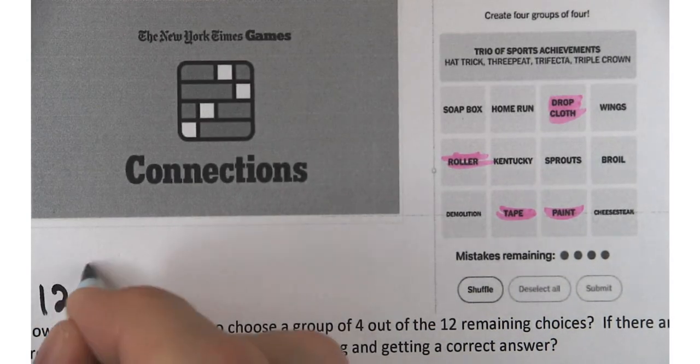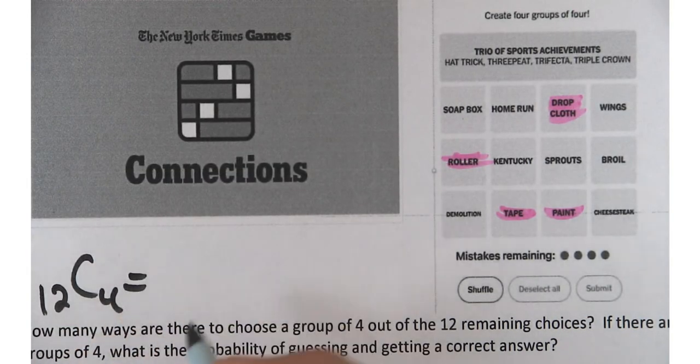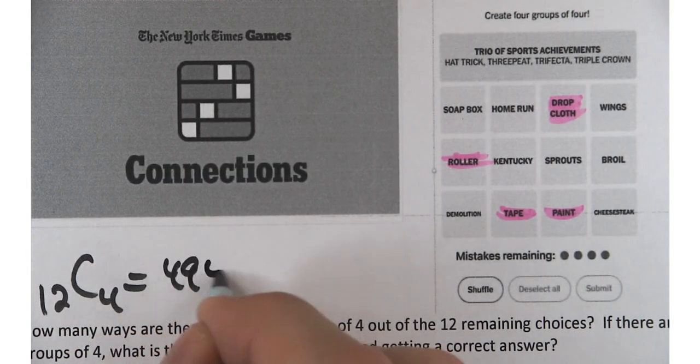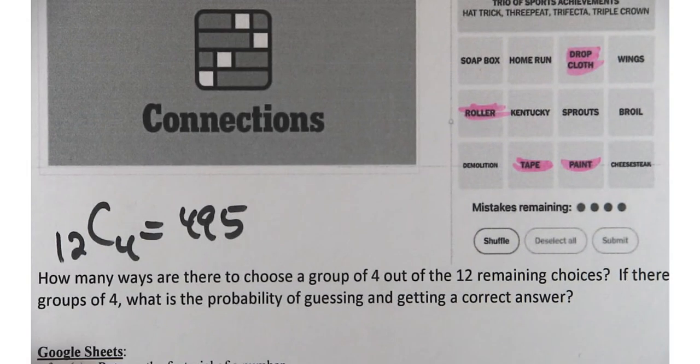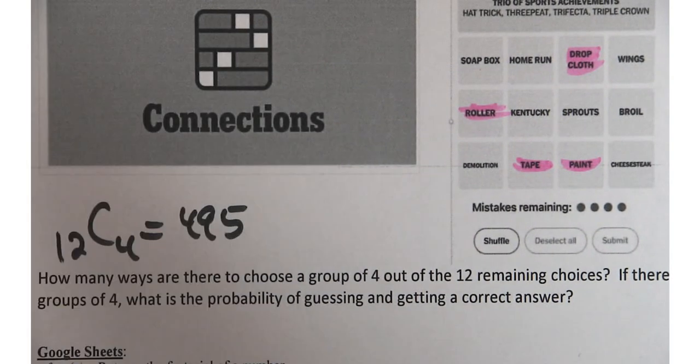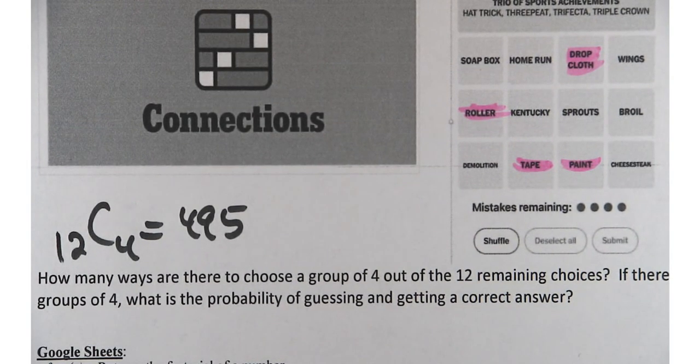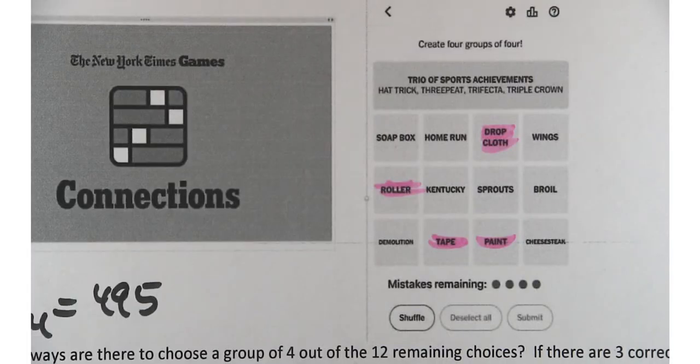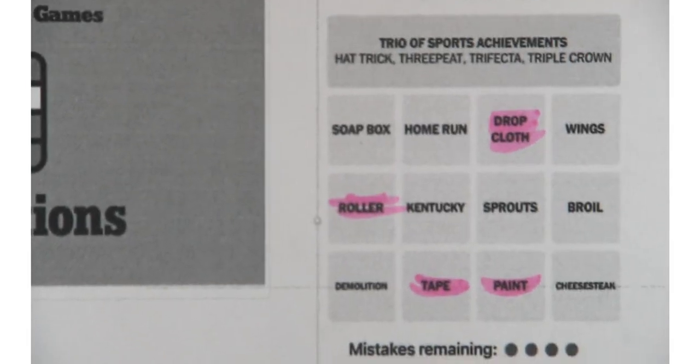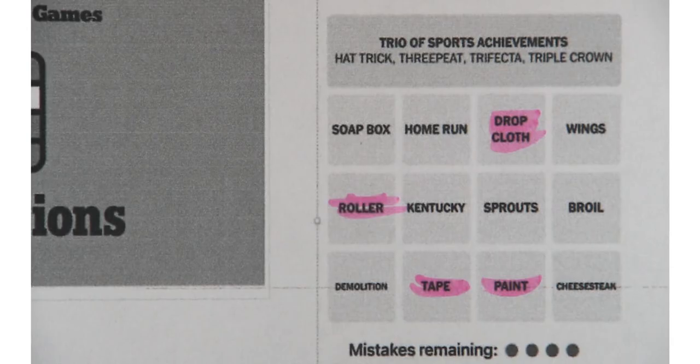12 choose 4. You should be able to verify for yourself that there's 495. All right, now for the bonus round. What's the next group of 4? Ooh. I can't see the words. All right, so let me zoom in then. Soapbox, home run, wings, Kentucky, sprouts, broil, demolition, and cheesesteak.